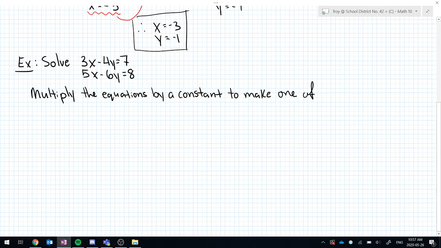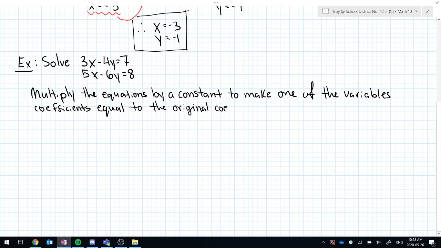to make one of the variables' coefficients equal to the original coefficients' lowest common multiple. Okay, then I'll show you what I mean by that.